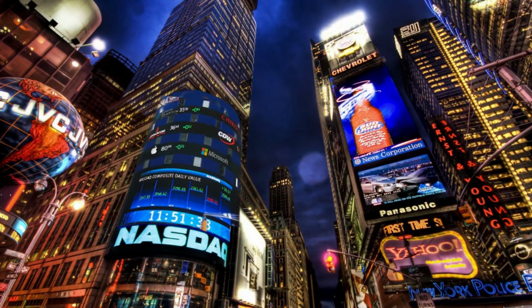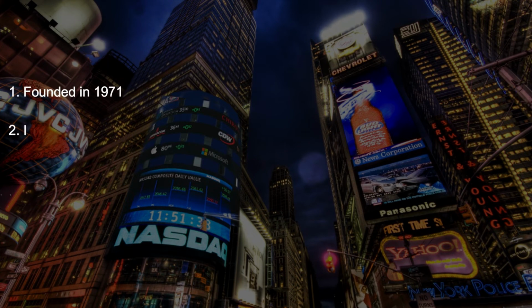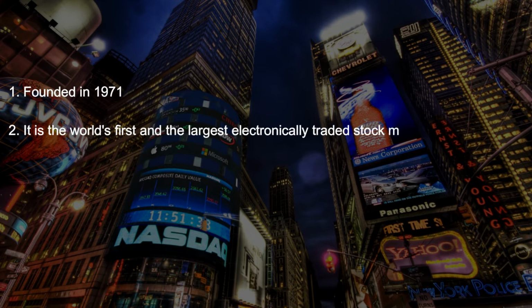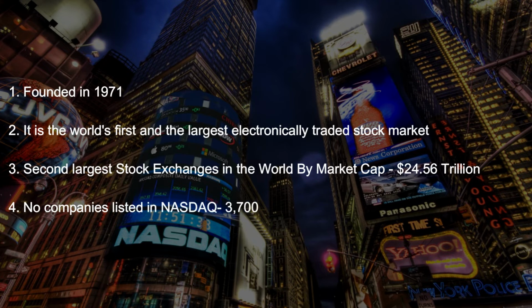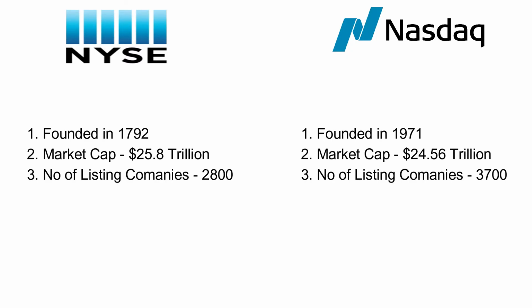Now coming to the NASDAQ stock exchange, what are the major points? Number one, it was founded in 1971, and it is the world's first and largest electronically traded stock market. The third point is that it has a market capitalization of 24.56 trillion. The number of companies listed on NASDAQ is 3,700. Now, quickly the difference between NYSE and NASDAQ is that NYSE started in 1792, one of the world's oldest stock exchanges, whereas NASDAQ started in 1971.